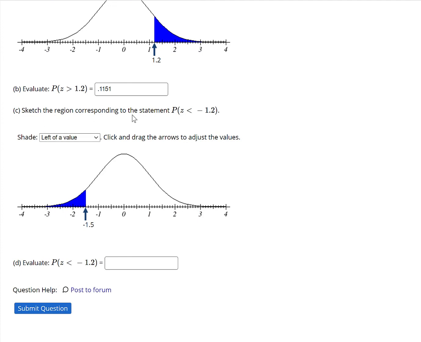Sketch the region corresponding to the statement, the probability that z is less than negative 1.2. Here I just move my cursor to where I have a z-score of negative 1.2 and indicate if this is an area to the left or to the right. Since we want values of z that are less than negative 1.2, that's an area to the left. So I'll leave this checked, that's my region.